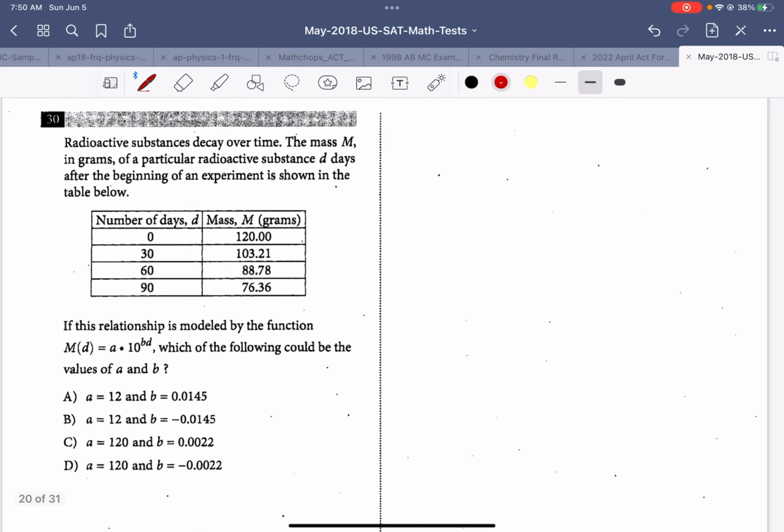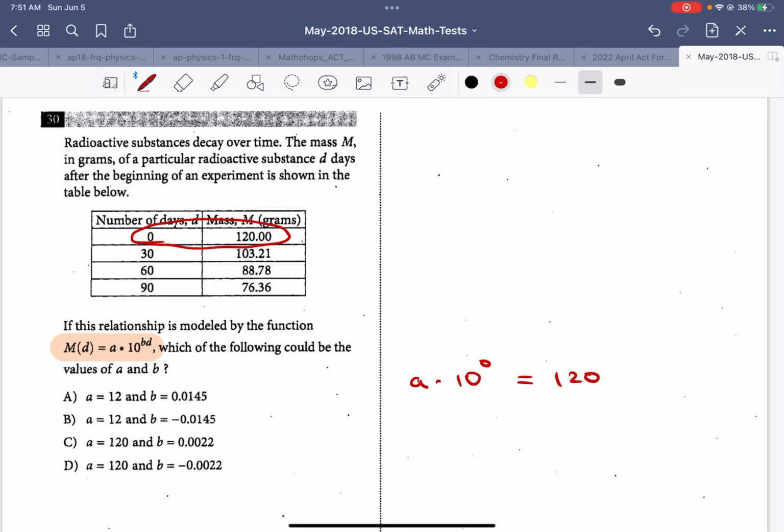Number 30. Radioactive substance decay over time. The mass m in grams of a particular radioactive substance d days after the beginning of an experiment is shown in the table. So they give you an exponential model right here. So first of all, you can find the A value. Use this data here. So when d equals 0, A times 10 to the 0, when d equals 0, that is 120.